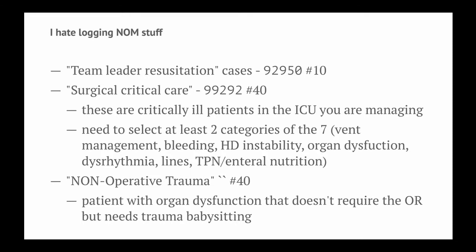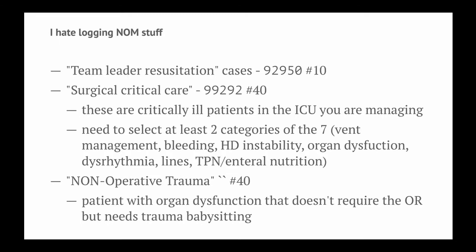Surgical critical care, these are basically critically ill patients in the ICU that you're managing. They can be trauma patients, but you tend to try to have these be just critical care patients, general surgery critical care patients. When you log this code, there's about 7 different things that pop up. You need to have at least 2 categories selected for each patient. So you know whether or not they're managing their ventilator, their bleeding, organ dysfunction. You can read. And you need 40 of those.